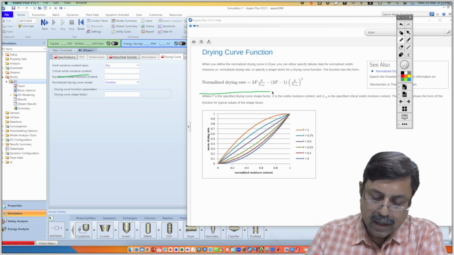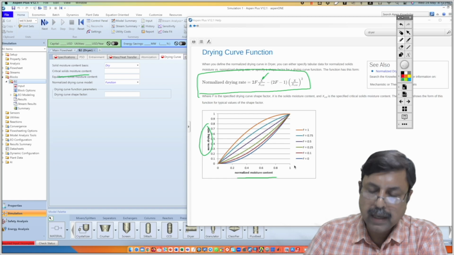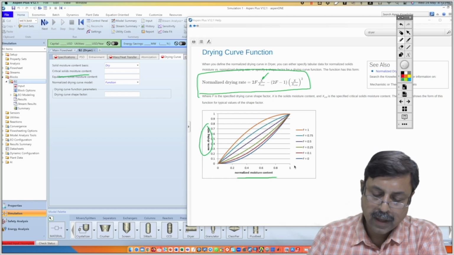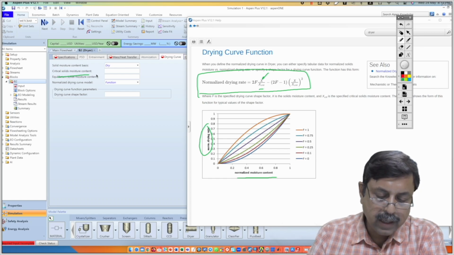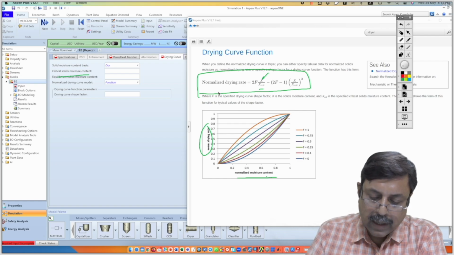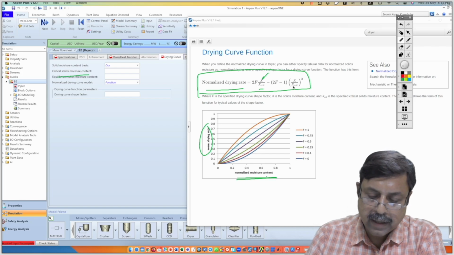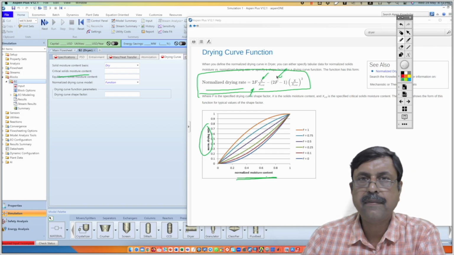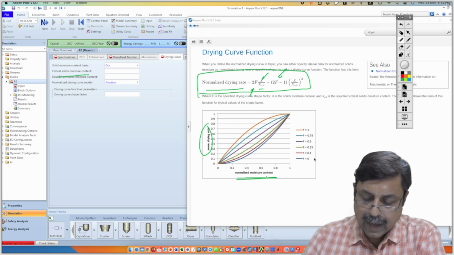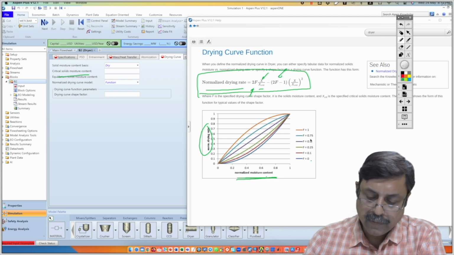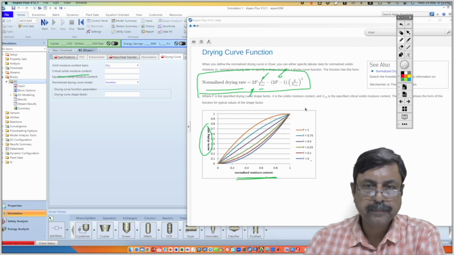You will find the normalized drying rate. So this is the normalized drying rate against X, which is normalized moisture content. And another factor is there, X critical, which means critical solid moisture content. So here you will get the normalized drying rate against X, provided you know this factor F. F is the only factor that you have to decide, and F is from 0 to 1. For various values of capital F, your drying curves will change.